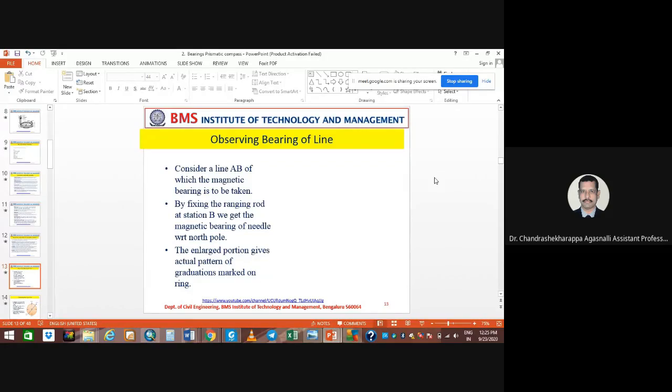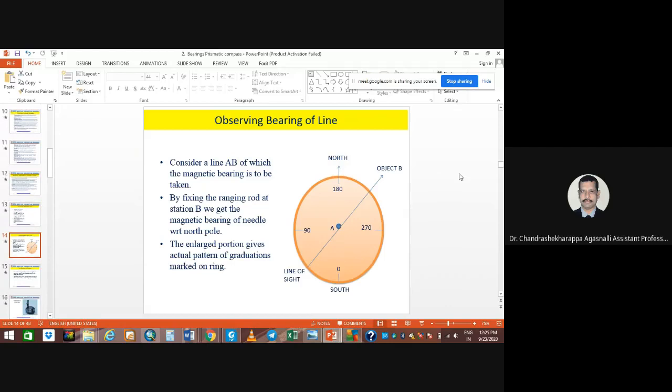Almost all our maps, and also the topography maps and the plans you prepare, should be with respect to the north. That is the one thing. Second thing is, while reading any map, first check the north. Where is the north? So that you can orient your plan towards north, and easily identify the features where they are exactly on the land.